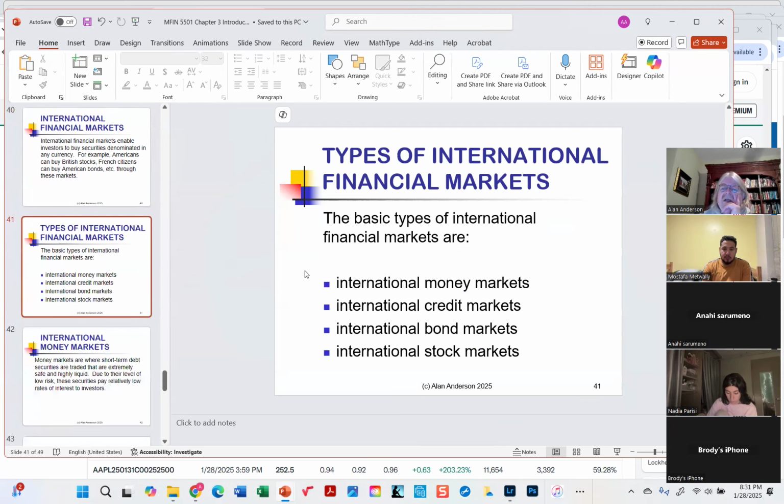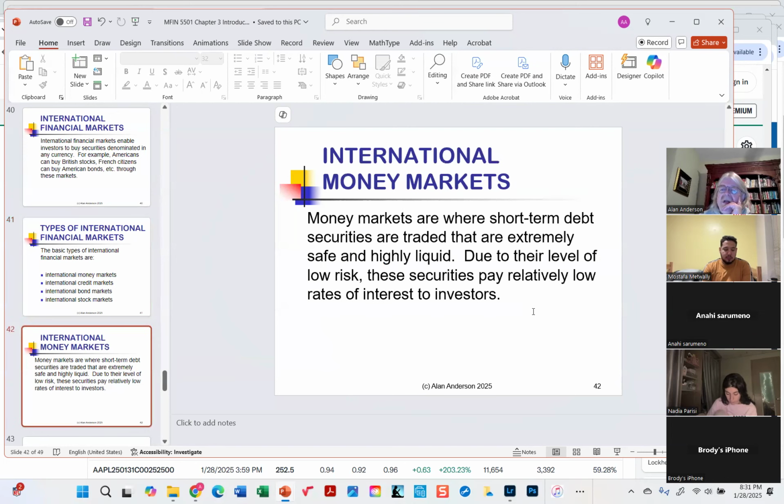So a few quick examples of the types that are out there. We have money markets, credit markets, we have bond markets, and we have stock markets. There's others too, but these are the main ones. So money markets are where you find basically short-term bonds. So these are securities that provide interest payments to the investor. The classic example of this would be treasury bills.